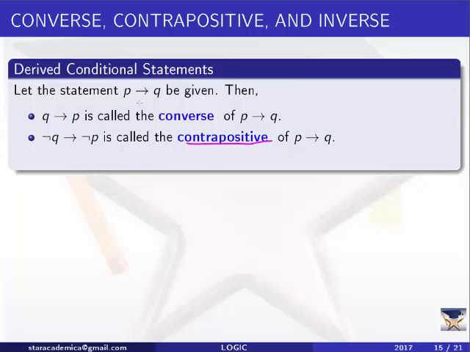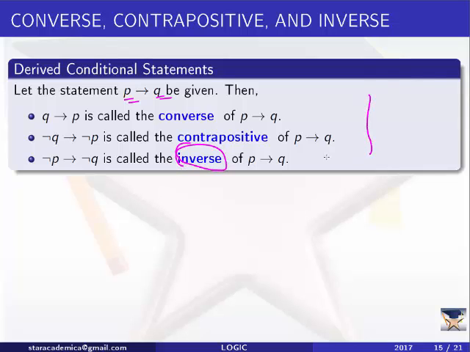Contrapositive. Again, we are given P implies Q. Not Q implies not P is called the contrapositive of this conditional statement P implies Q. We switch the places of Q and P, and we negate them. So we do two things, switching the places and negating. This is called the contrapositive. And the inverse is just negating P and negating Q. This is called the inverse of P implies Q.